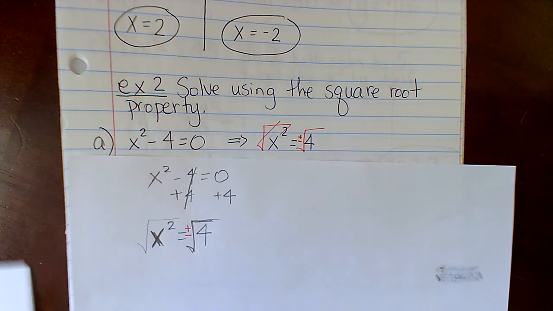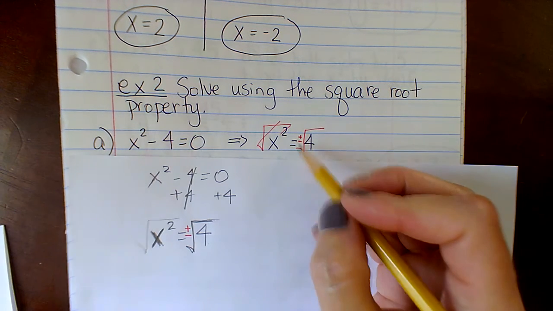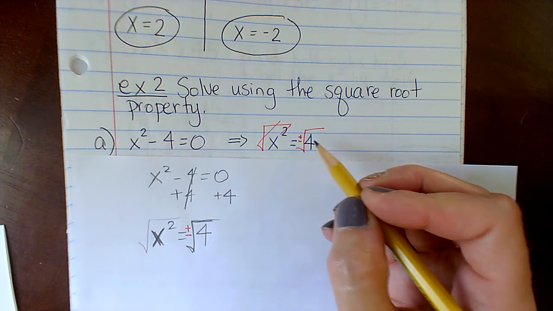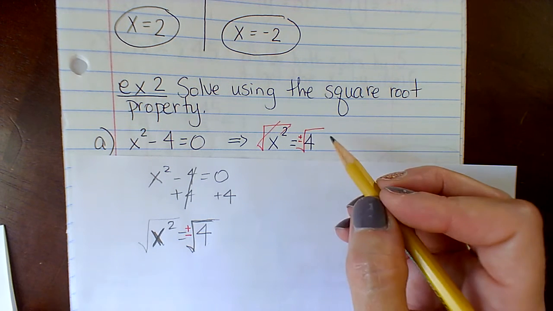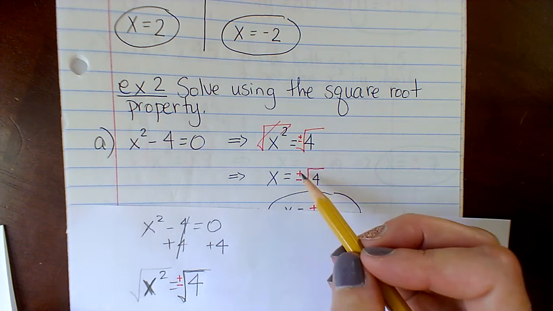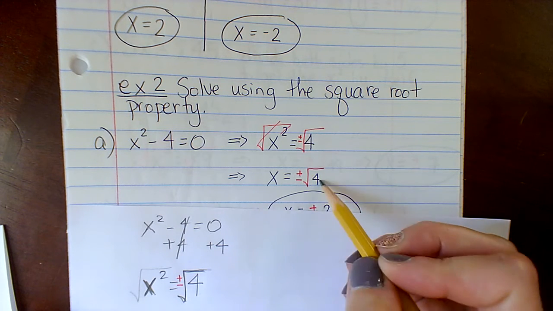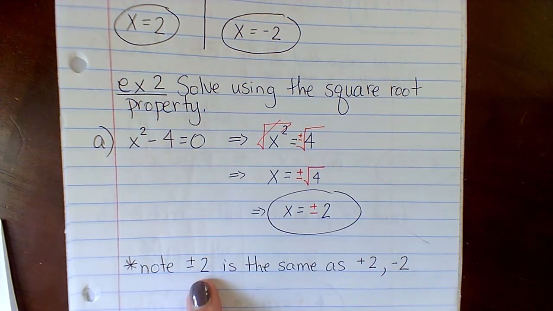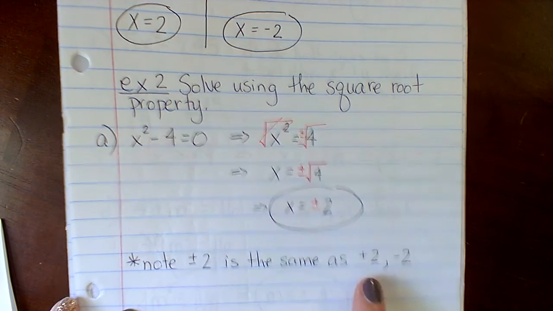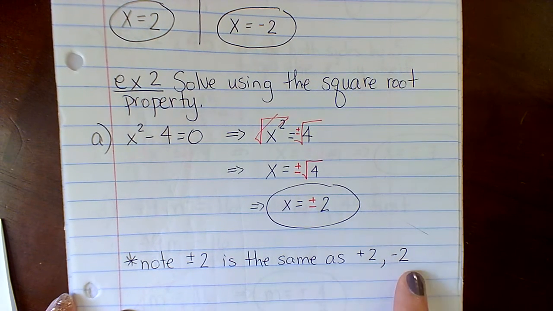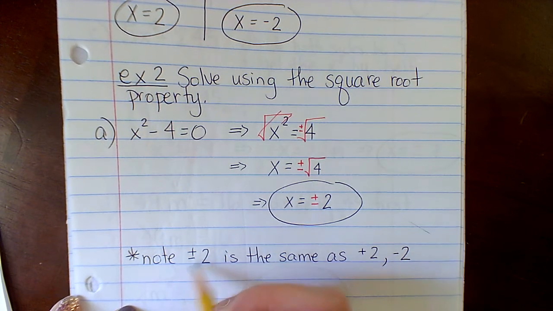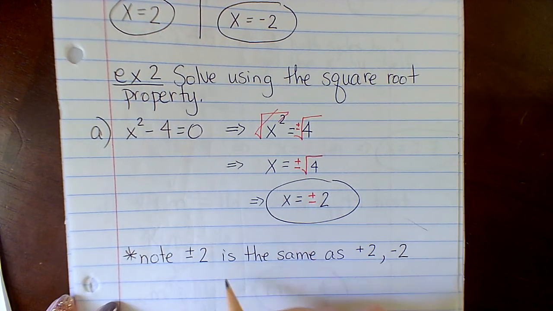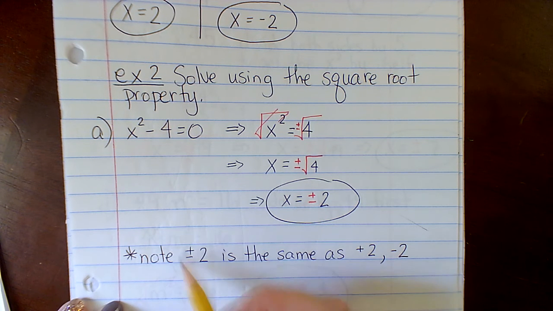So when you take the square root of both sides, you do have to bring in this little plus or minus, which is telling you that there's going to be two answers. So we get plus or minus the square root of 4, which is plus or minus 2. That is the abbreviation for two answers, 2 and negative 2. This is just the compressed form. So if you ever see that plus or minus 2, that's just a nice little shortcut for writing the two answers, 2 and negative 2.